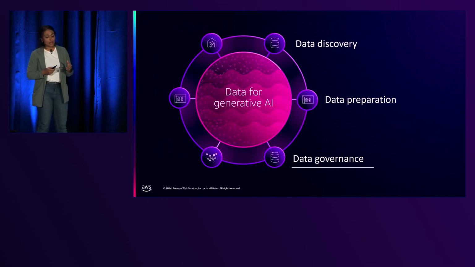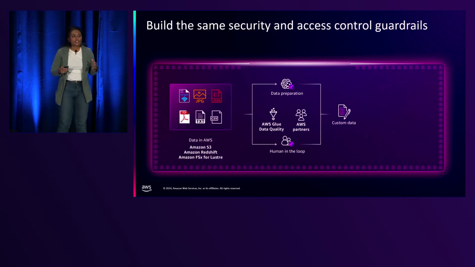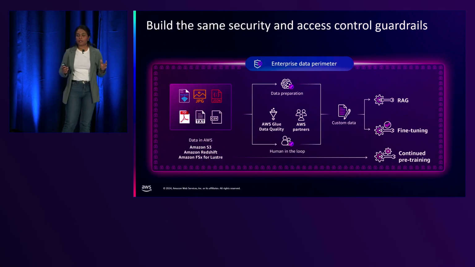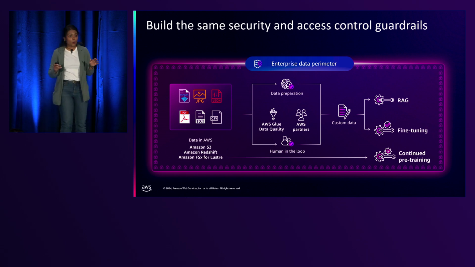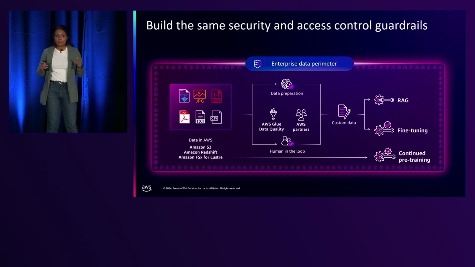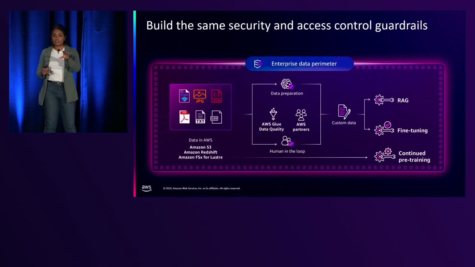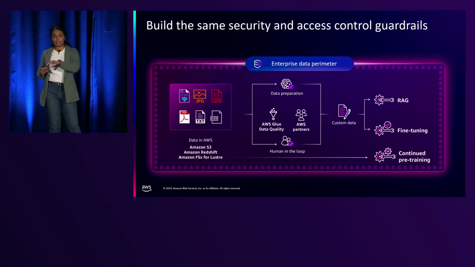Now, briefly, let's talk about data governance. How should I think about data perimeter when it comes to generative AI applications? Well, for most of you in this room, I hope data perimeter is not a brand new concept. Data perimeter is nothing but a set of guardrails and permissions that you use to ensure that your trusted identities are accessing your trusted resources within your expected networks.